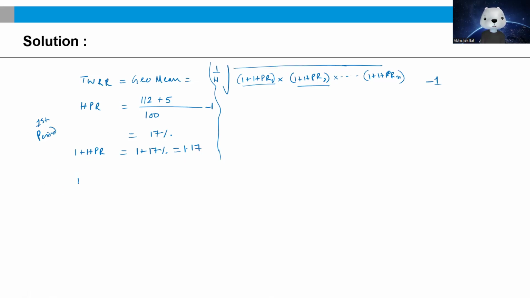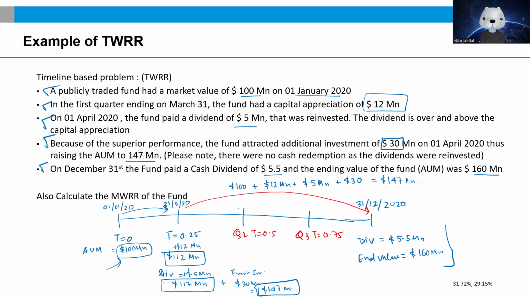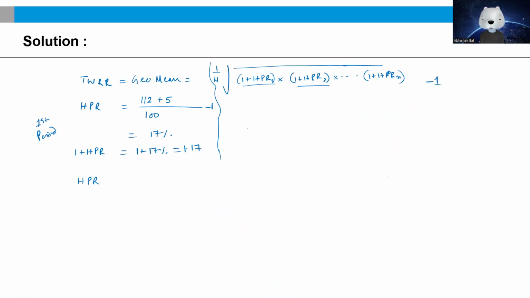Now we have to calculate the holding period return for the second period. But here comes the twist. For the second period, of course, we cannot consider quarter number 2 or quarter number 3 because no data are being given for these 2 quarters. Neither is it stated that any valuation exercise has been done for these 2 quarters. It directly takes us to the end of the year.